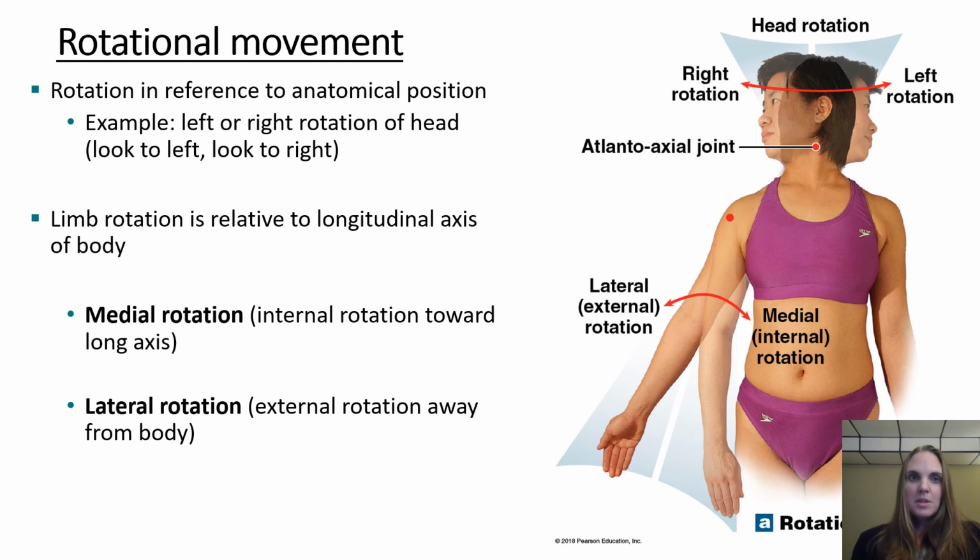So when we're describing the rotation, once again, it's in reference to anatomical position. So for example, we might have a left or right rotation of the head in reference to our anatomical position. Limb rotation is relative to that longitudinal axis. So we might have medial rotation, which would be internal rotation toward the long axis. So medial rotation versus lateral rotation would be rotation away from that axis.